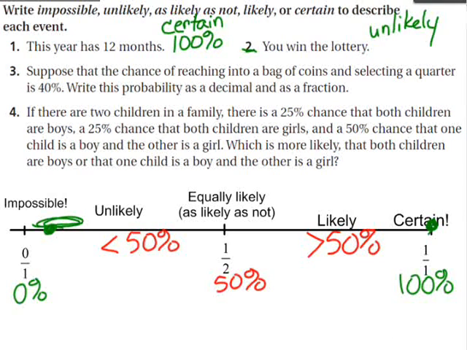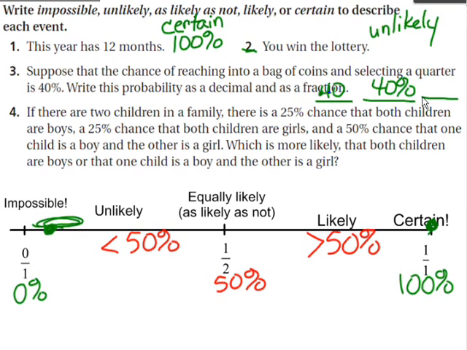Here's question number 3. Suppose that the chance of reaching into a bag of coins and selecting a quarter is 40%. Write the probability as a decimal and as a fraction, and we're even going to put that on our number line. We have 40%. How do we change a percent into a decimal? We're going to remove the percent sign, and we are going to move the decimal point 2 places. So we have 0.40. So 40 hundredths, or 4 tenths.